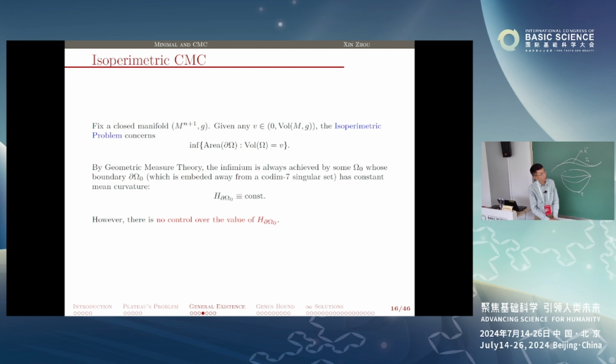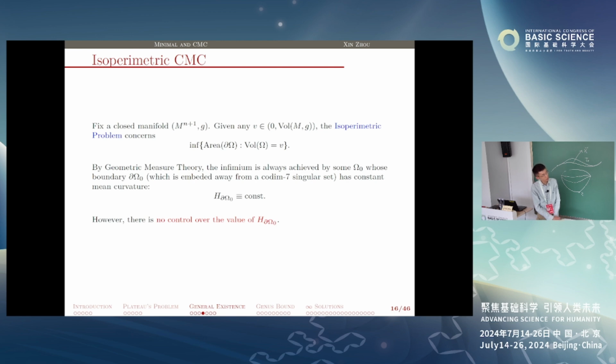And it has constant mean curvature because it is a volume preserving minimizer. Under this volume constraint, this guy is the absolute minimizer. I showed that under a volume constraint, if it's stationary, it has constant mean curvature. Okay, this story sounds pretty satisfying because we can always solve the existence problem of CMCs. But we actually have no control over the value of this mean curvature.